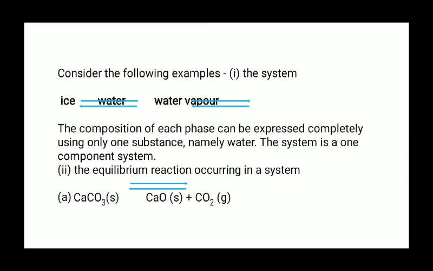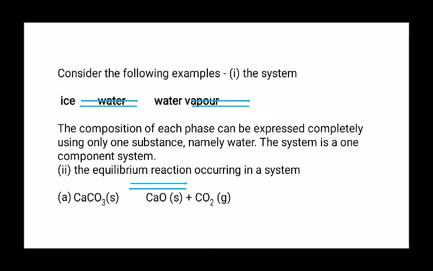Consider the following example systems. Again consider the same example: ice, water and vapor. The composition of each phase can be expressed completely using one substance, namely water. The system is a one component system.